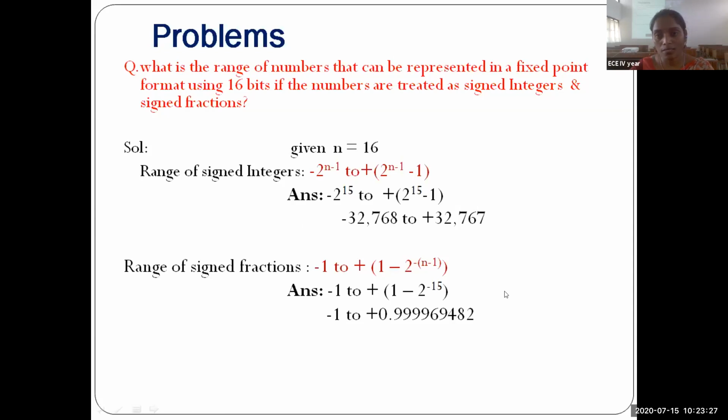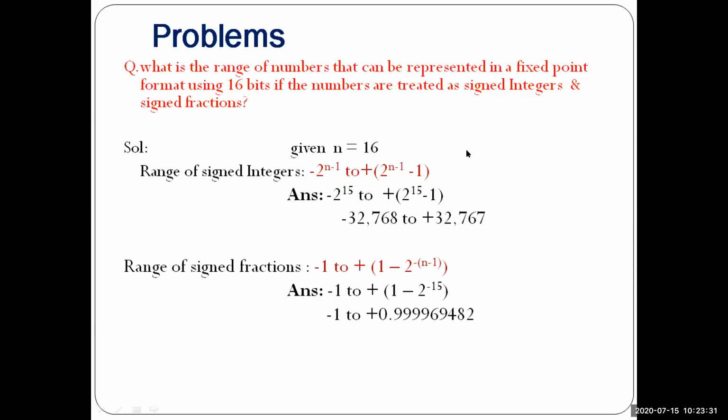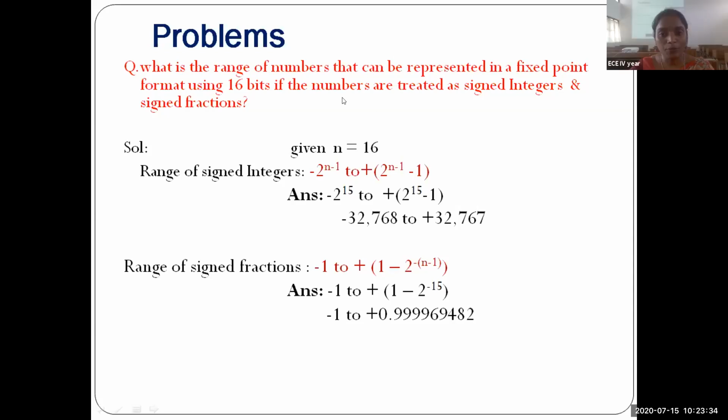You can give your answers in the chat box. Minus 8 to 7, madam. Minus 8 to plus 7. This is signed, no? So you have to mention minus and plus. N equal to 4. 4 minus 1 how much? 3. 2 power 3 is nothing but 8. Minus 8 to plus 7. Right? Now, is it clear?